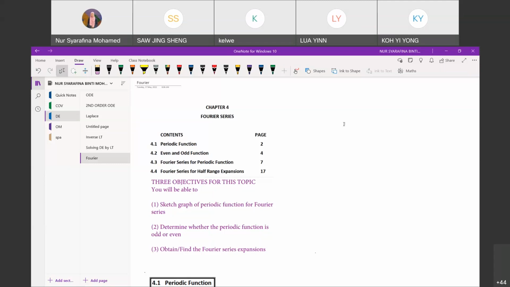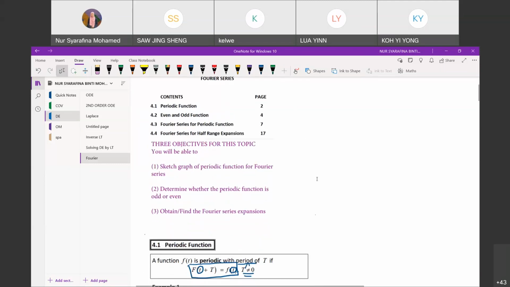We have Laplace transform. We also have Fourier transform. We also have Z transform. So these are the fundamental knowledge before you can proceed with that. All right. So in this chapter, we are going to learn about periodic function, even and odd function, and then Fourier series for periodic function, Fourier series for half-range expansion. Okay, so all of these are quite new for you, so please focus on the topic here.